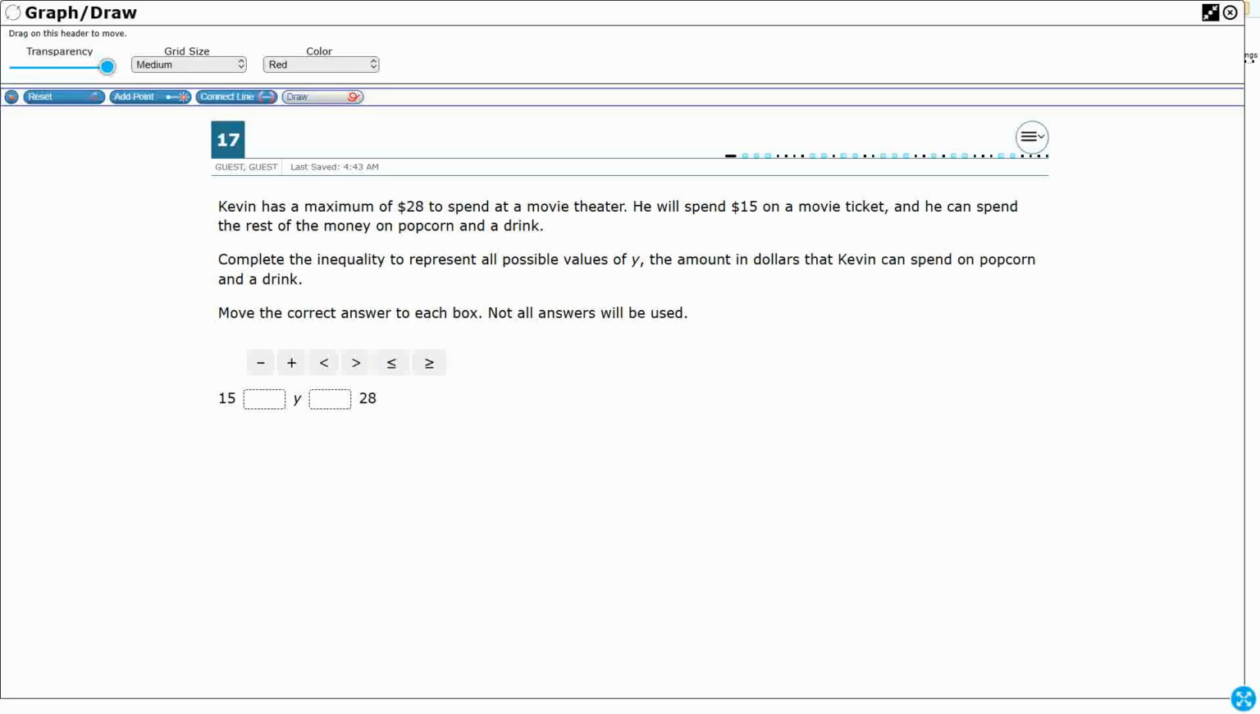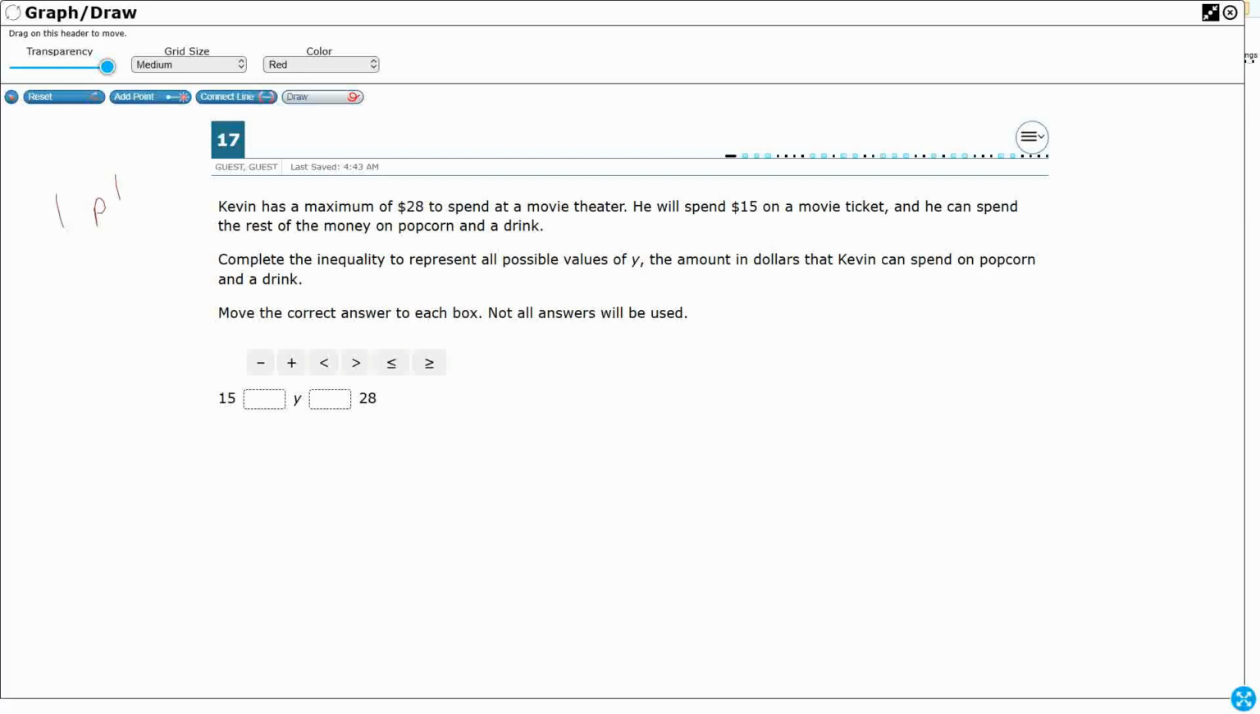And this is actually only a 1 point problem. Even though there are 2 blanks, you can't have one right and one wrong and still get the correct inequality. So let's figure out what we're dealing with here.